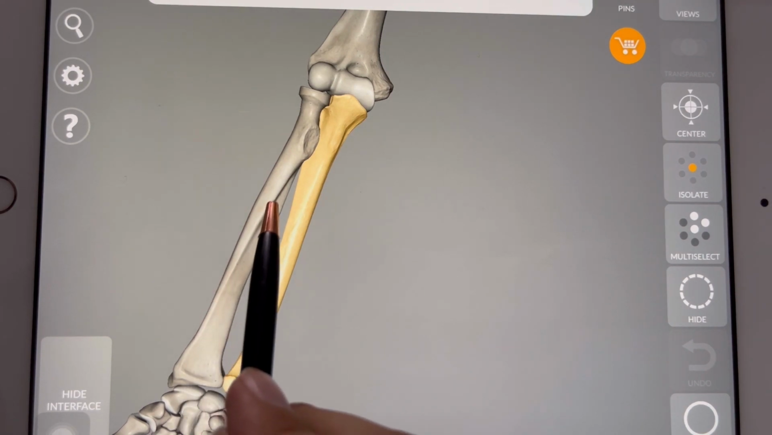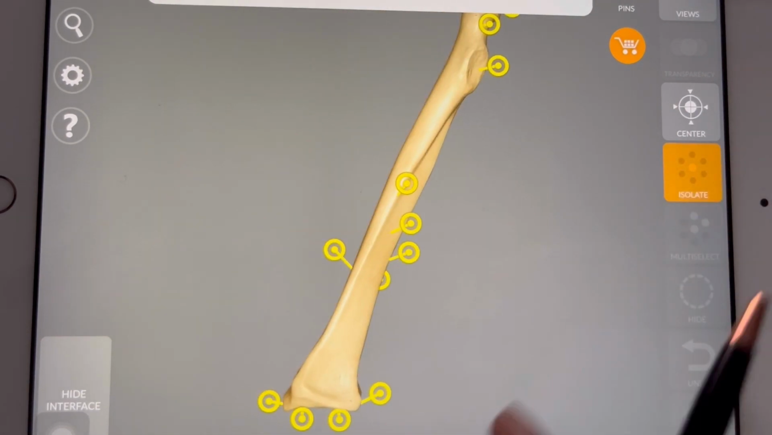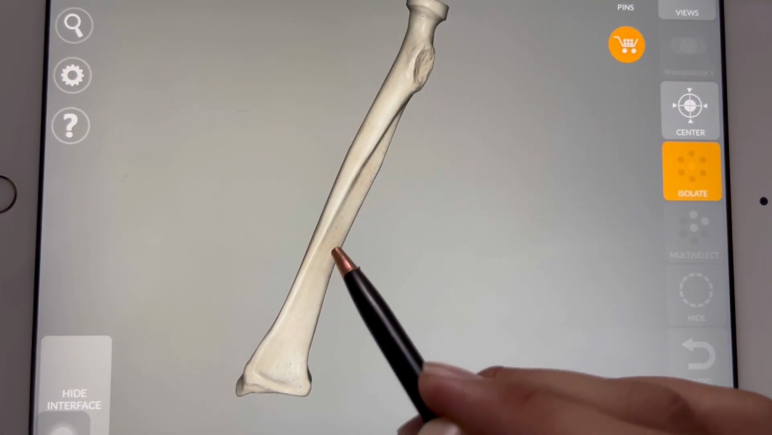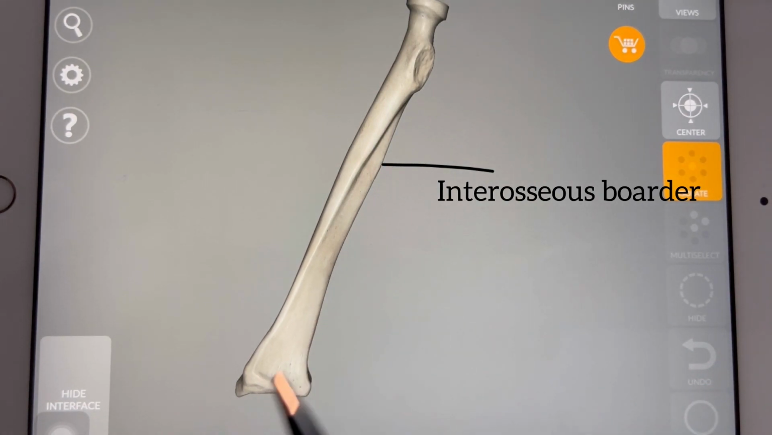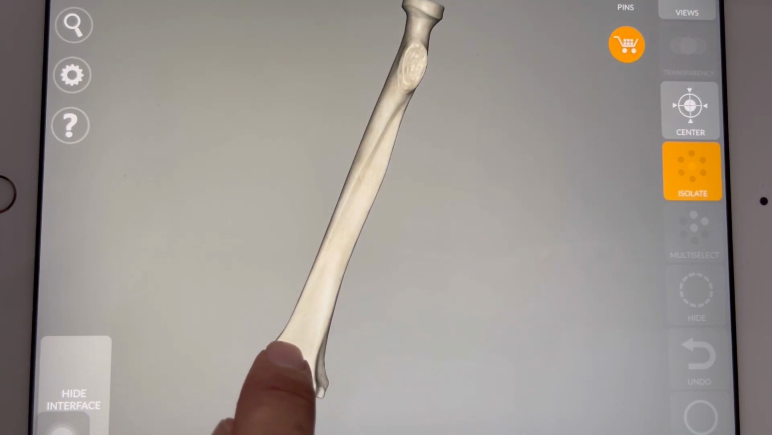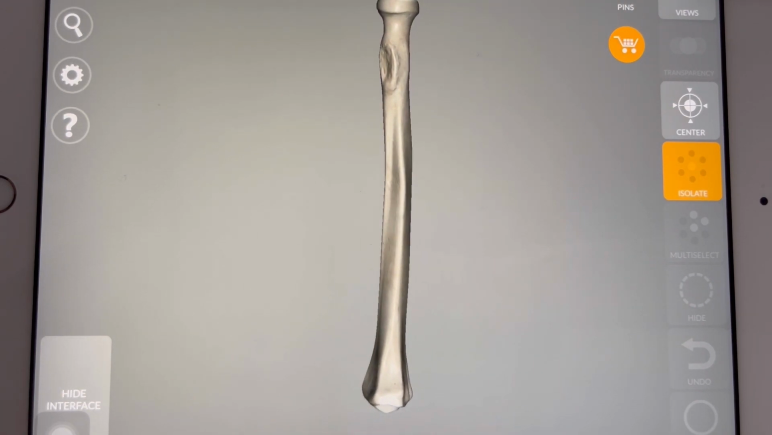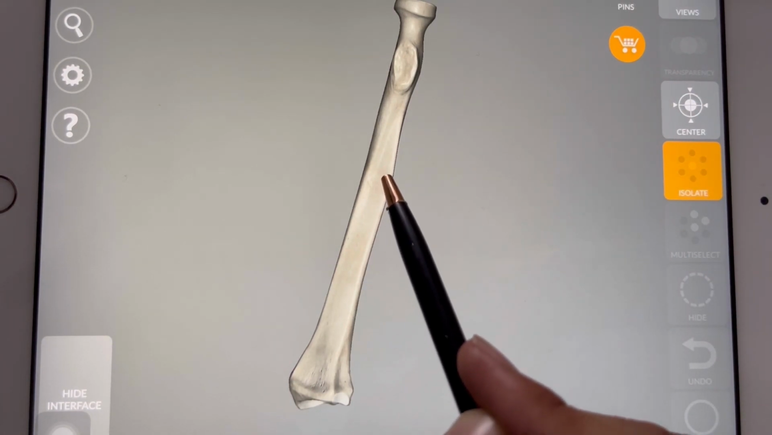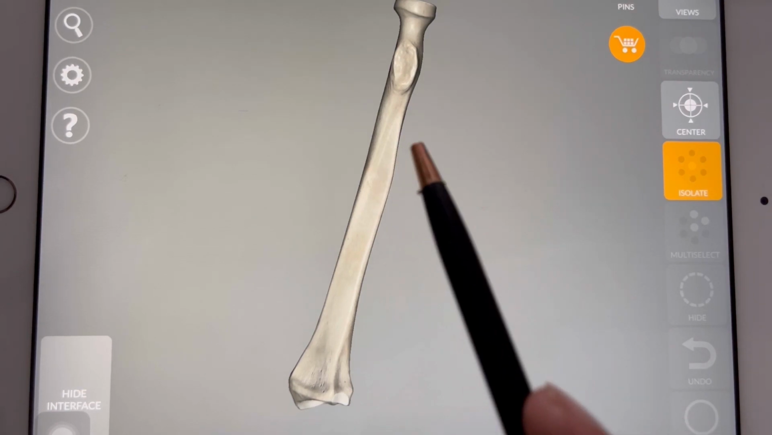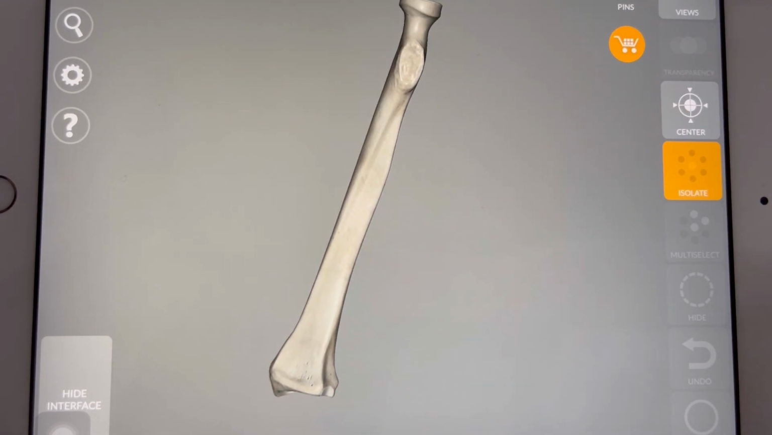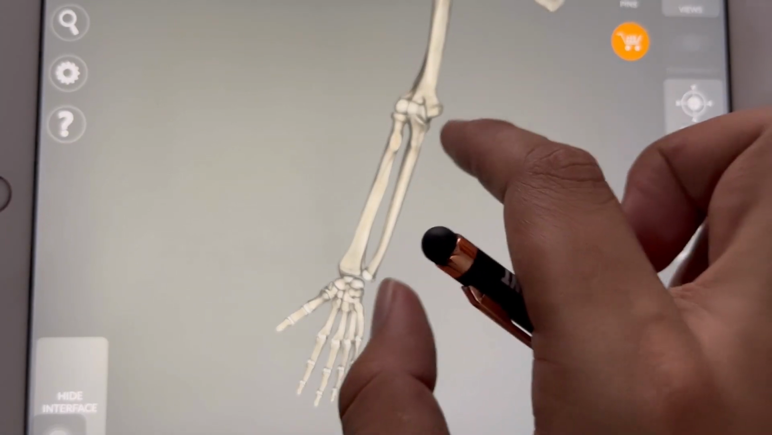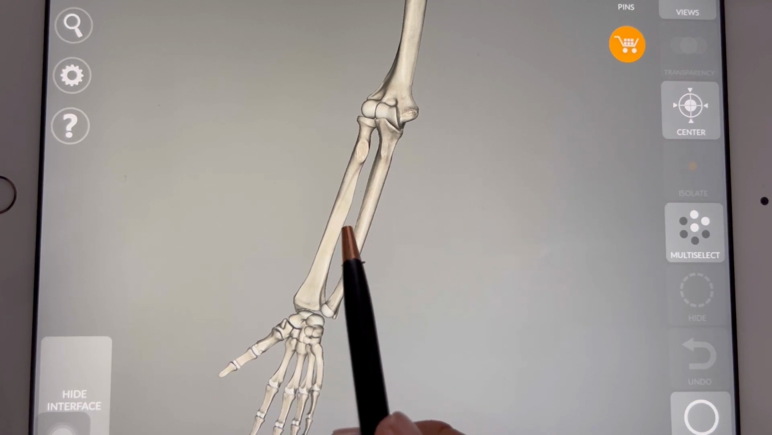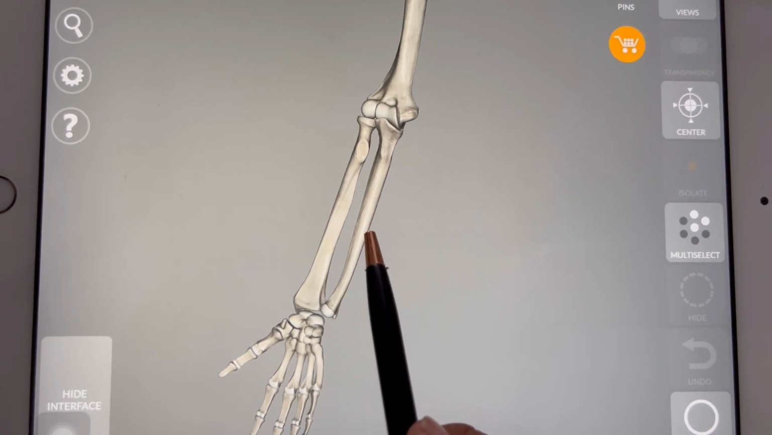Body of the radius bone. Medially we have a sharp crest. This sharp crest is called interosseous border. As you can see, this narrow sharp crest is called interosseous border. This interosseous border provides attachment for the interosseous membrane. The interosseous membrane is present between the radius and the ulnar bone, and it holds together the radius bone and the ulnar bone.